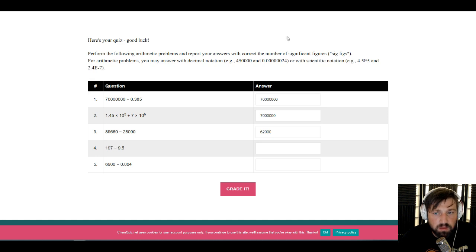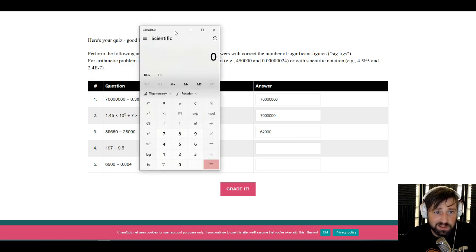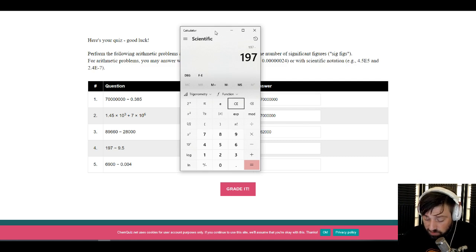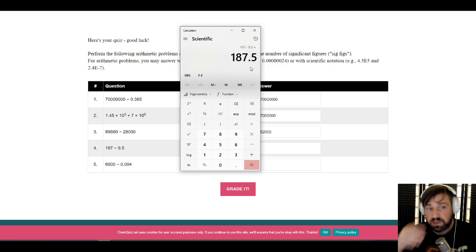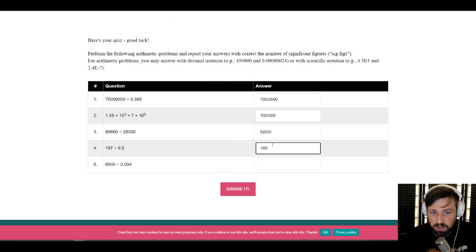Same idea here. This ends on the ones place. This ends on the tenths place. So that means we're gonna round to the ones place here. 197 minus 9.5. I'm just gonna do this with my calculator. It's late. I'm tired. I need to make use of the machine in front of me. 187.5. We'll round up because that's how we're going to be doing this, which makes it 188. 188.